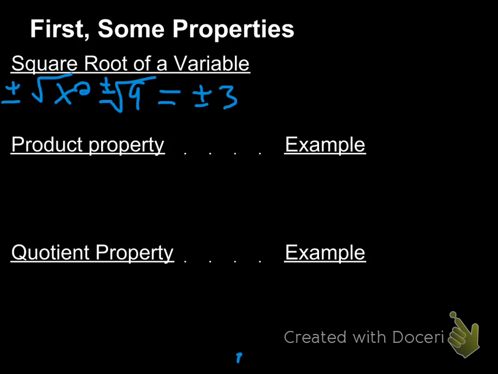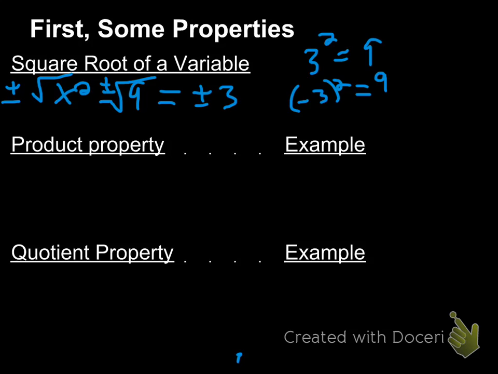And I can check that because if I put in 3 squared, that equals what? 9. And if I put in negative 3 quantity squared, that equals positive 9 also, right? So there's two solutions whenever I take the square root of a variable.